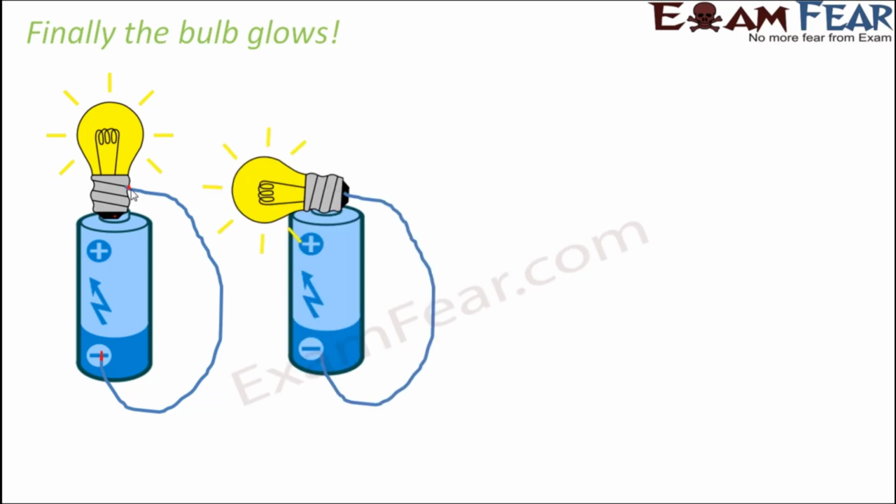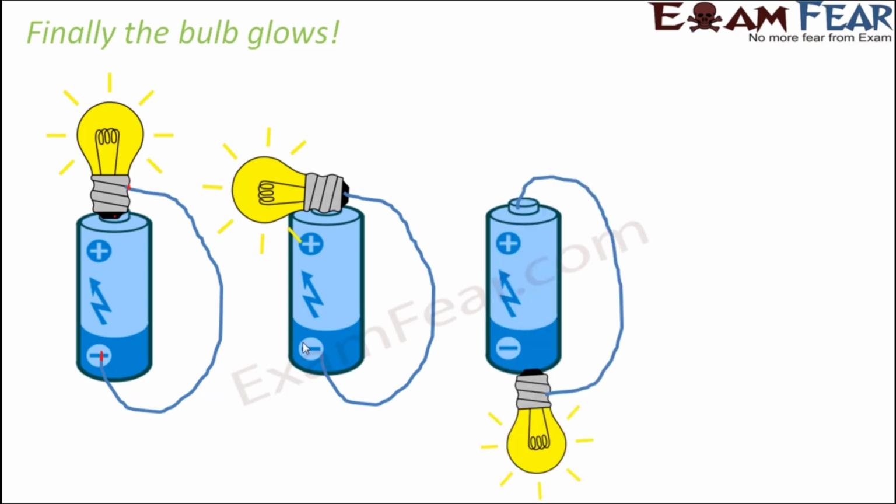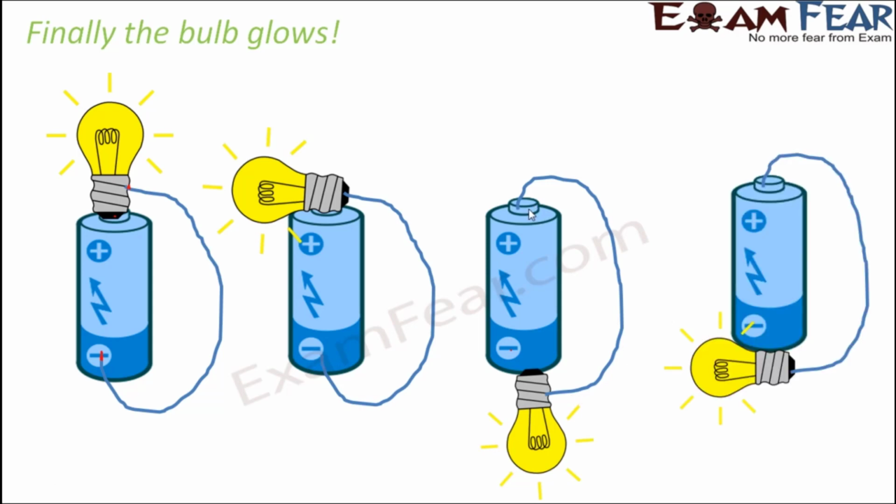Now there are many different ways in which you can make the circuit complete. For example, you can also connect this terminal of the bulb with the positive terminal of the battery and the base terminal to the negative terminal. So it doesn't matter which terminal of the bulb you are connecting to which terminal of the battery. If you connect any terminal, just that the circuit needs to be complete, and then the bulb will glow. You can also do it in this way, that you connect this base terminal of the bulb to the negative terminal of the battery, and you connect the other terminal to the positive terminal.